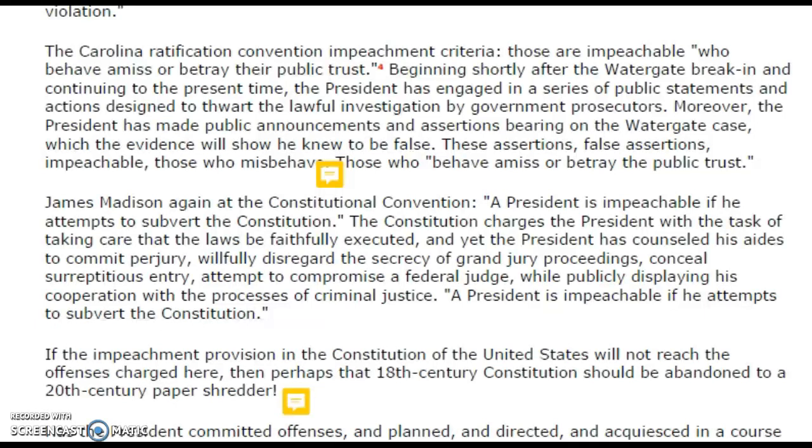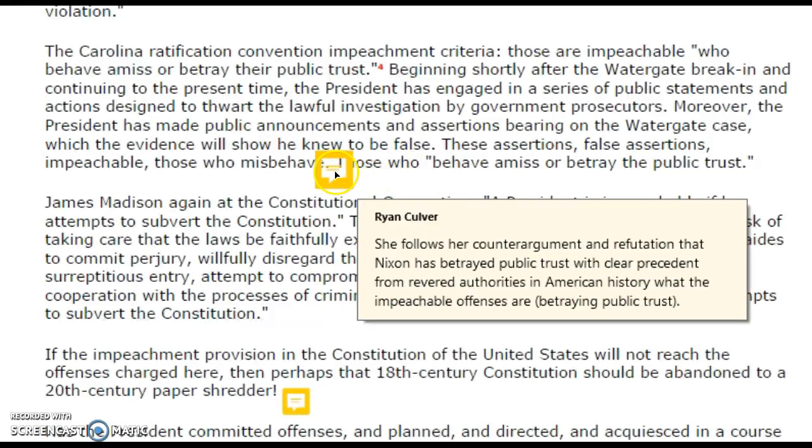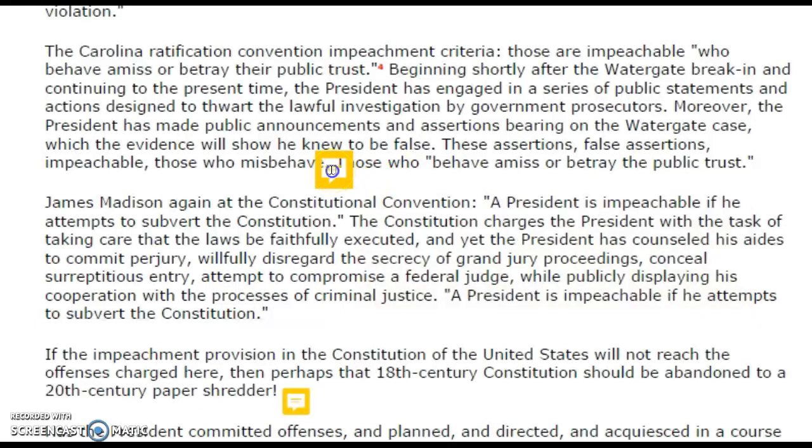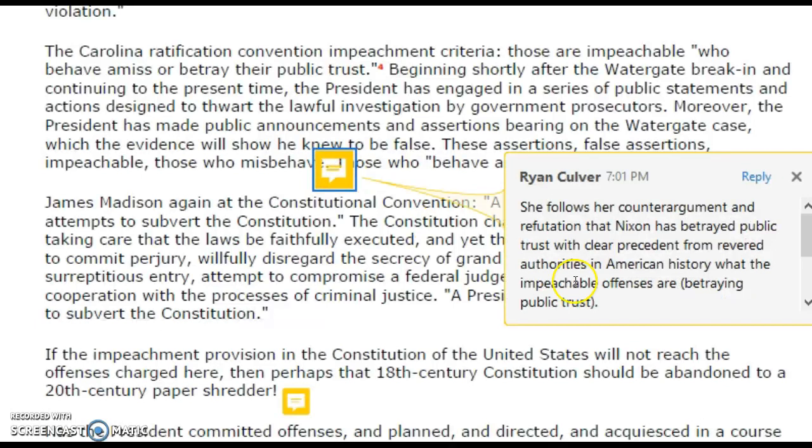Okay, so here we are towards the end of the speech now. She's done a lot to counter-argue Nixon's defense. And once she's done that successfully, she moves in another direction. She starts following her counter-argument. Basically, she's established that Nixon has betrayed public trust. And so she sets a clear historical precedent in American history with what impeachable offenses are. And primary among those is this idea of betraying public trust.